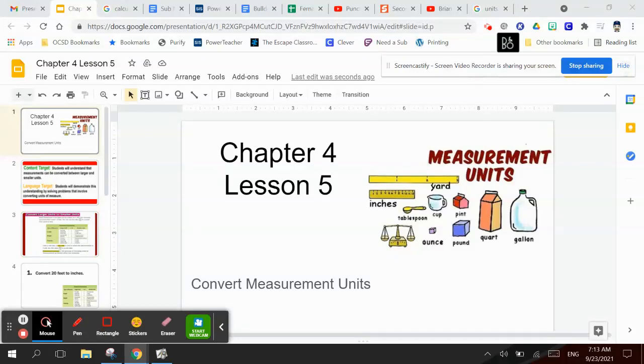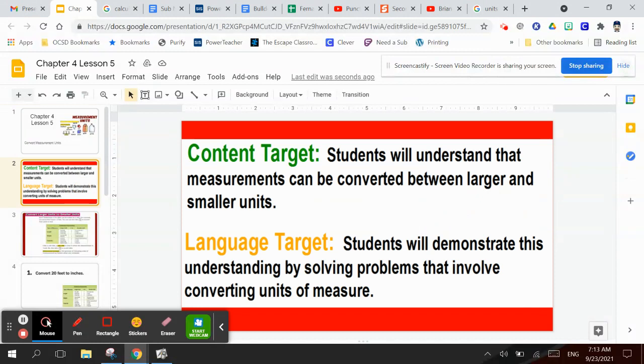Chapter 4, Lesson 5, we are converting measurement units. Our content target and language target. Content: students will understand that measurement can be converted between larger and smaller units. How we'll do that today is our language target, which means students will demonstrate this understanding by solving problems that involve converting units of measure.